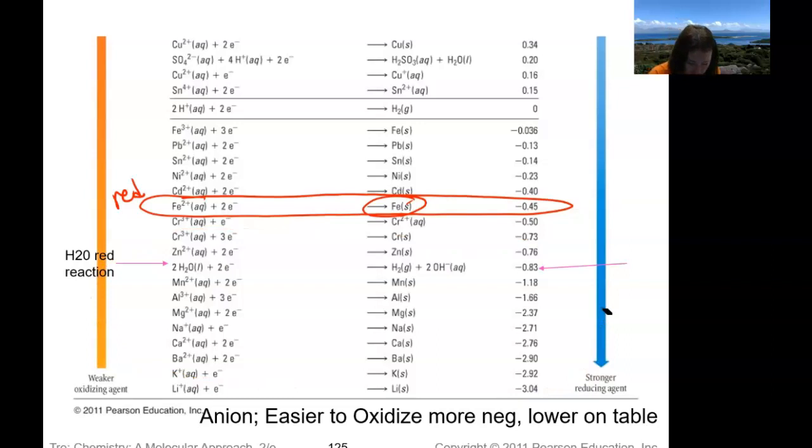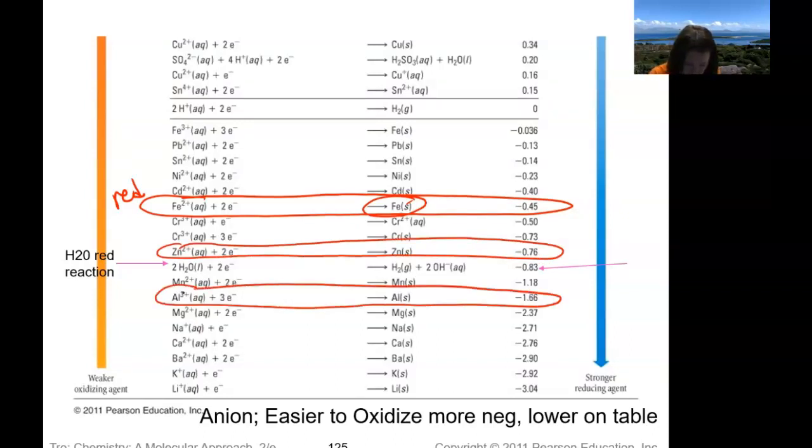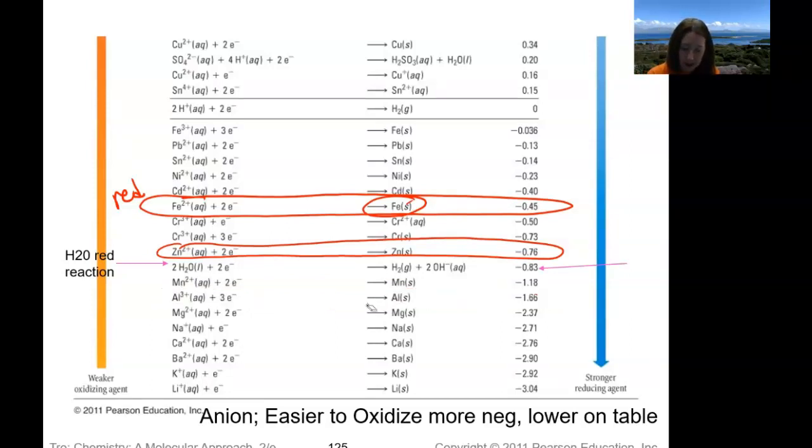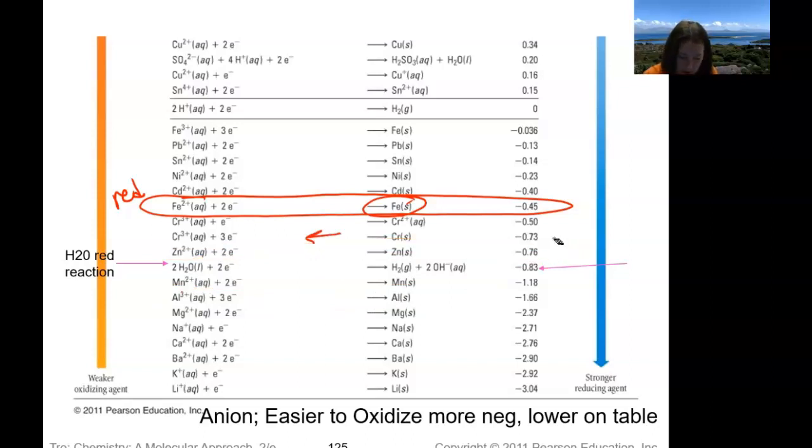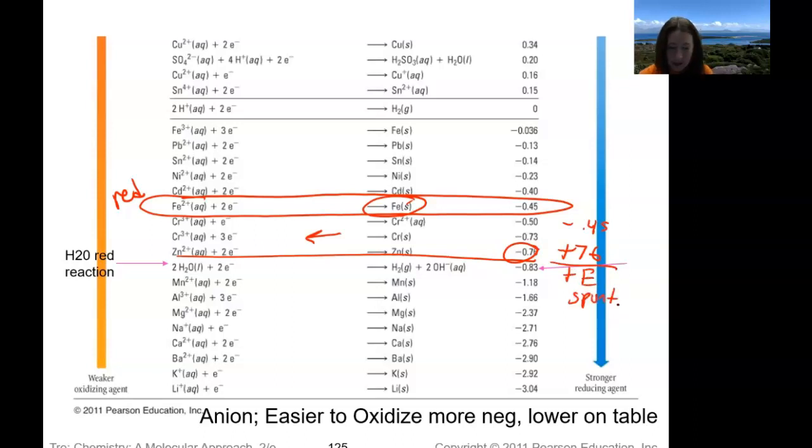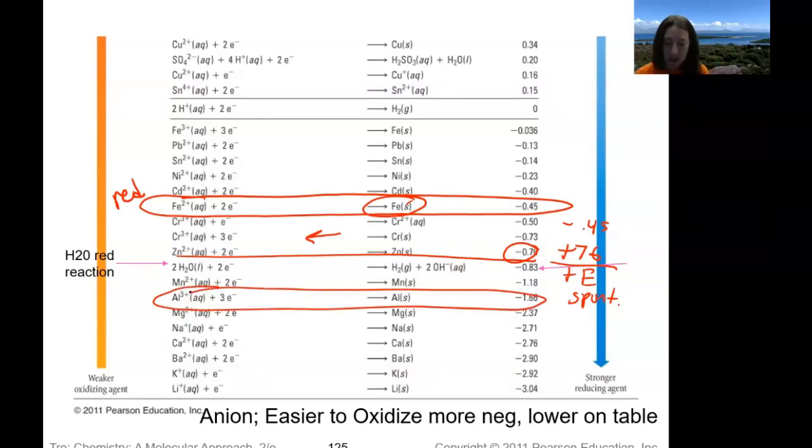So a lot of times what they'll do is coat it with zinc, or sometimes aluminum. And so if you coat your iron with zinc, your zinc will be oxidized. It will be flipped, right? And so if you look here, if your zinc is oxidized, that'll be a +7.6 plus your iron, which is a -0.45. Oh, that's a positive E cell. That's spontaneous, right? Same thing with aluminum, right? It'll end up being positive and spontaneous.